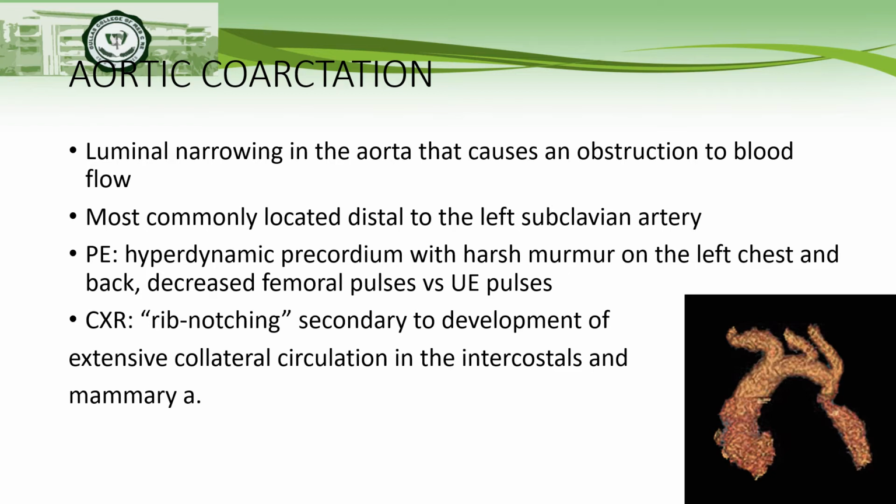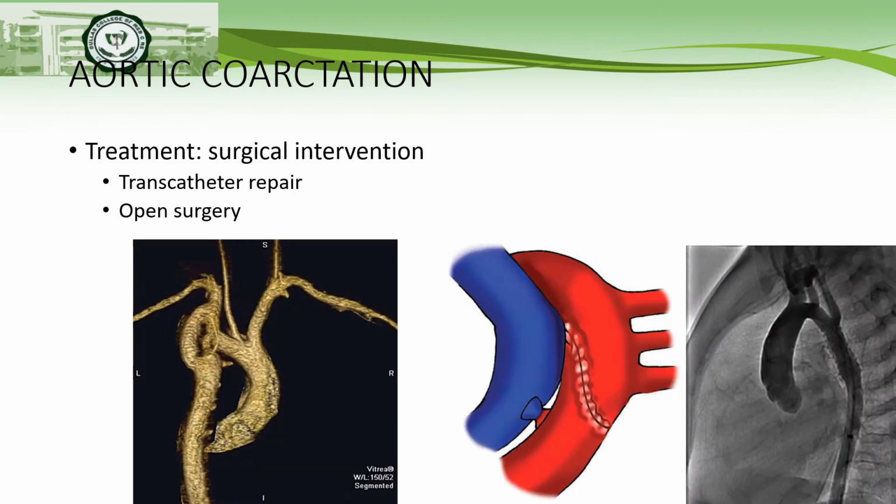Radiography will show a typical rib notching appearance secondary to the development of extensive collateral circulation in the intercostals and mammary artery as a result of the distal flow obstruction. So treatment for this is usually surgical intervention. The routine management of hemodynamically significant COA or coarctation of aorta has traditionally been surgical. Transcatheter repairs are used with increasing frequency, but they are used in older patients and those with recoarctation following surgical repair. So naoperahan tapos nag-coarctation ulit.